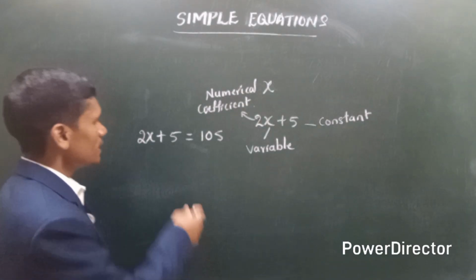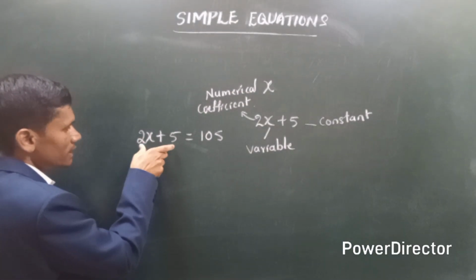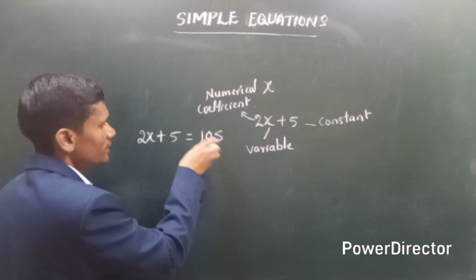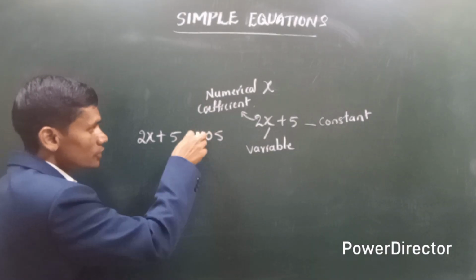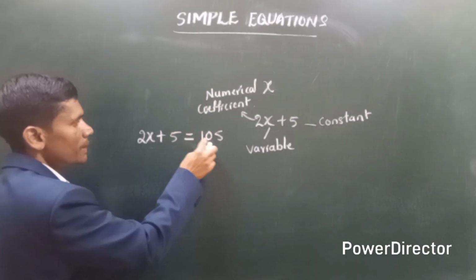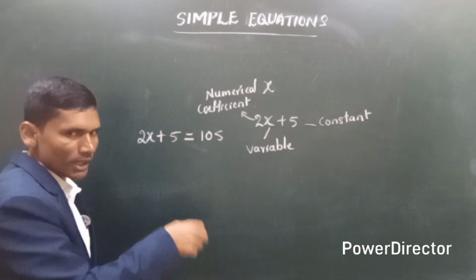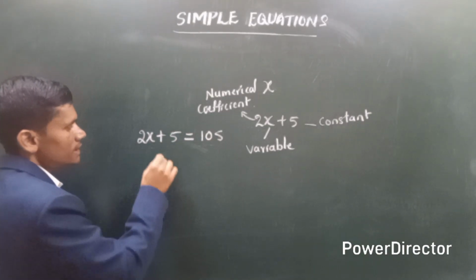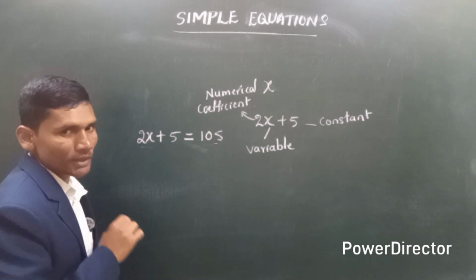Now what we are doing is equating this algebraic expression with one more expression, with an equal to sign in between. That means we are comparing both with an equal to sign in between, right? So we call this an equation.